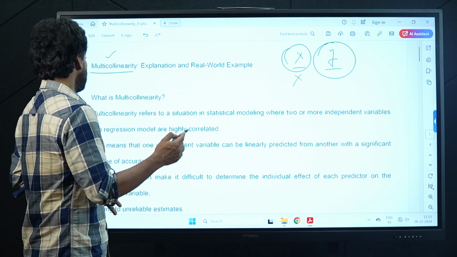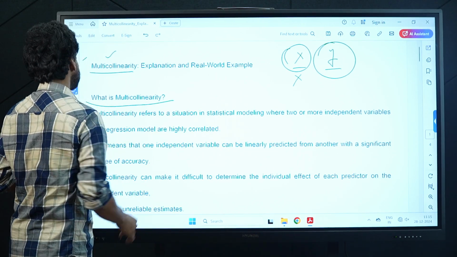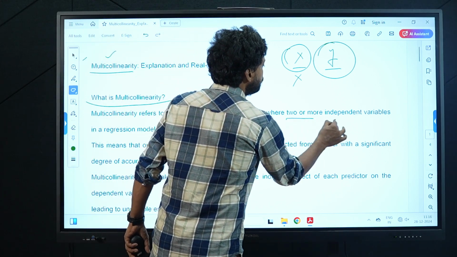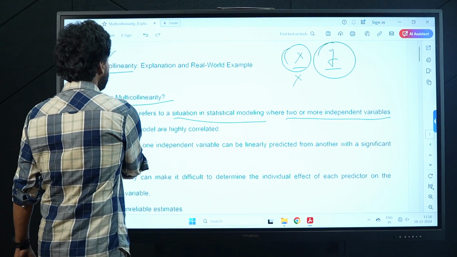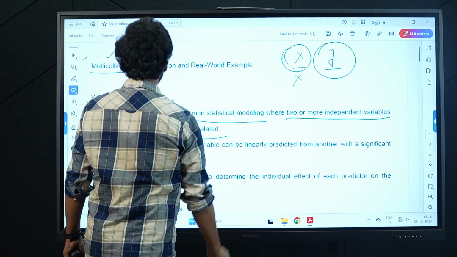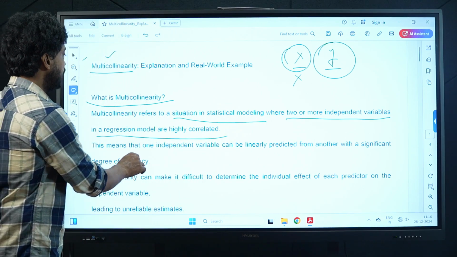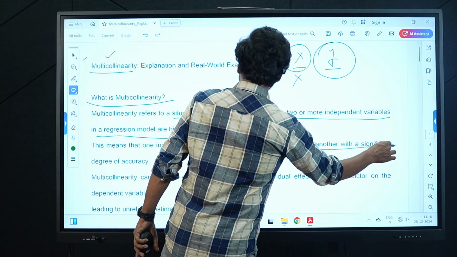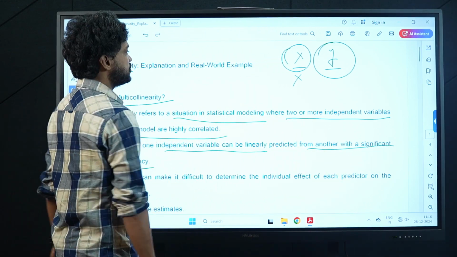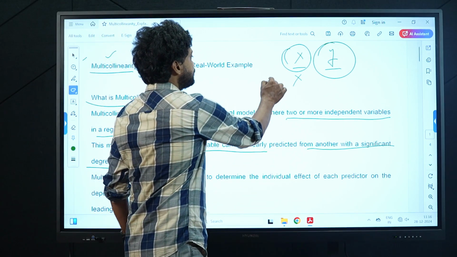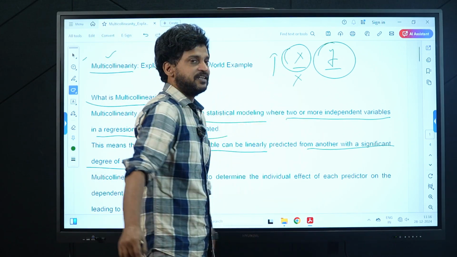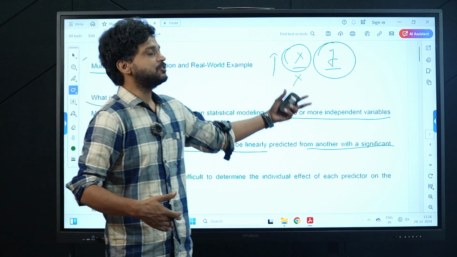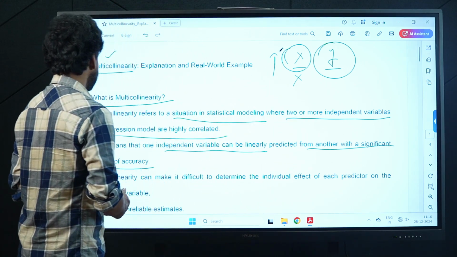So what exactly is this multicollinearity? Multicollinearity refers to the situation in statistical modeling where two or more independent variables in a regression model are highly correlated. This means that one independent variable can be linearly predicted from another with a significant degree of accuracy. I told you x is being affected by a specific degree; at the same degree level, y also is being affected, simple as that.